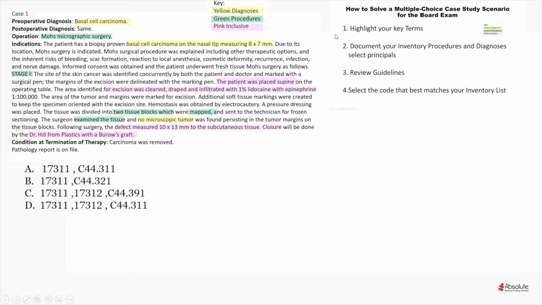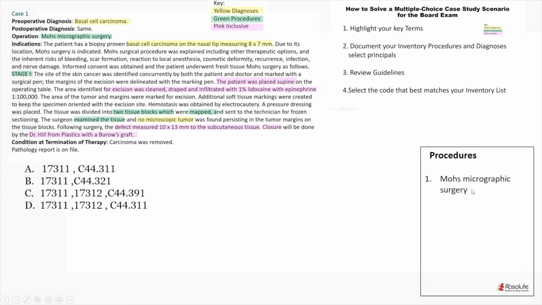At the top right, I placed my formula on how to solve a scenario. We've already highlighted our key terms. Next, we have to document or inventory your procedures, diagnoses, and then determine which are principals. So right here, my procedure. And I kind of recommend start with a procedure because this is CPT coding, and that's what we do, right? So we had Mohs micrographic surgery. Also, we only had one stage with 2 tissue blocks. And then finally, the diagnosis, basal cell carcinoma of the nose. All right, so next, let's determine which is primary. Our primary diagnosis, we only have one, basal cell carcinoma of the nose, and our primary procedure is Mohs micrographic surgery. That's fair enough.